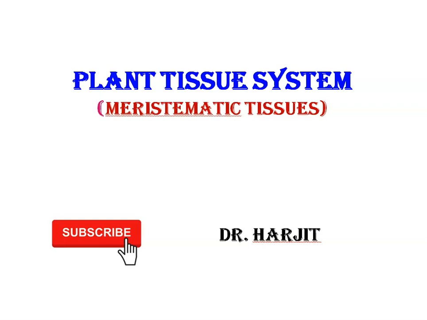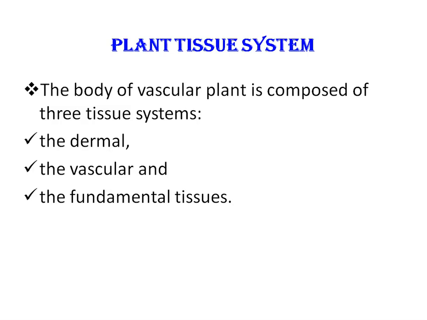Plant tissue system, our next topic, and today we'll be discussing meristematic tissues in plants. Plant tissue is a collection of similar cells performing an organized function for the plant. The body of a vascular plant is composed of three tissue systems: the dermal, the vascular, and the fundamental or ground tissues. The precursors of these tissue systems are meristems.